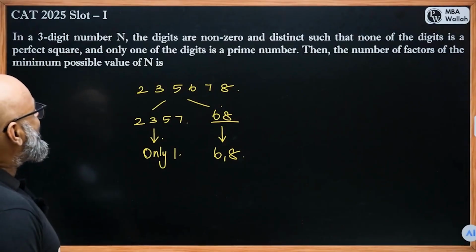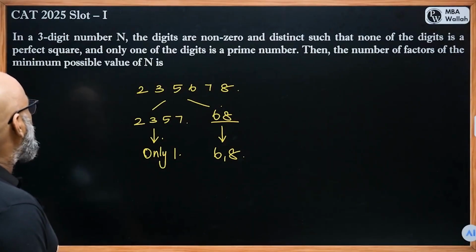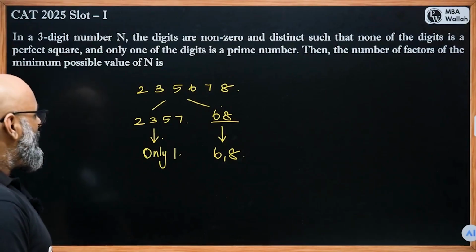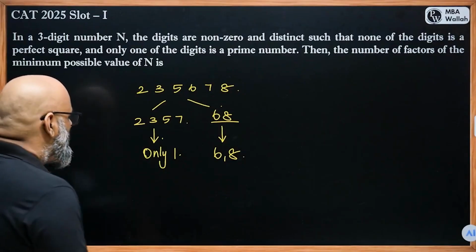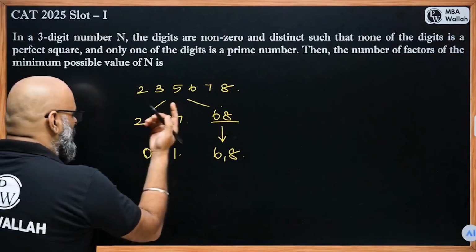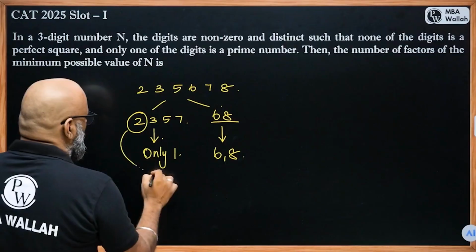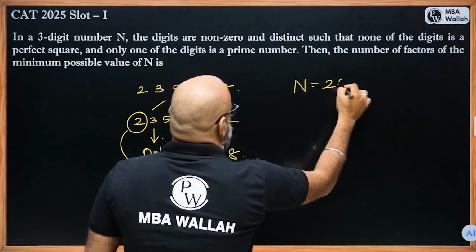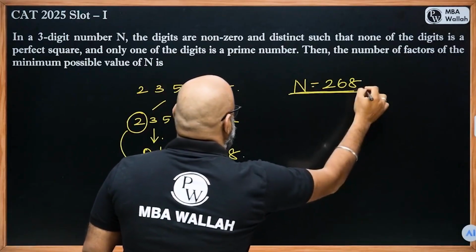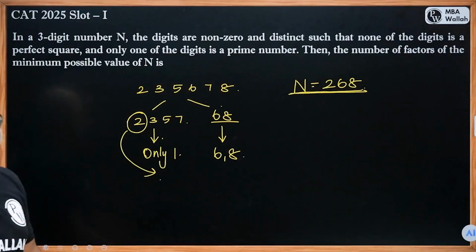And the question is the number of factors of the minimum possible value of n. For minimum possible value, I'll pick the minimum possible digits here. 6 and 8 are already fixed. The only option that I can take is 2. So the minimum possible value of n is 268. N is 268. Happy about it.